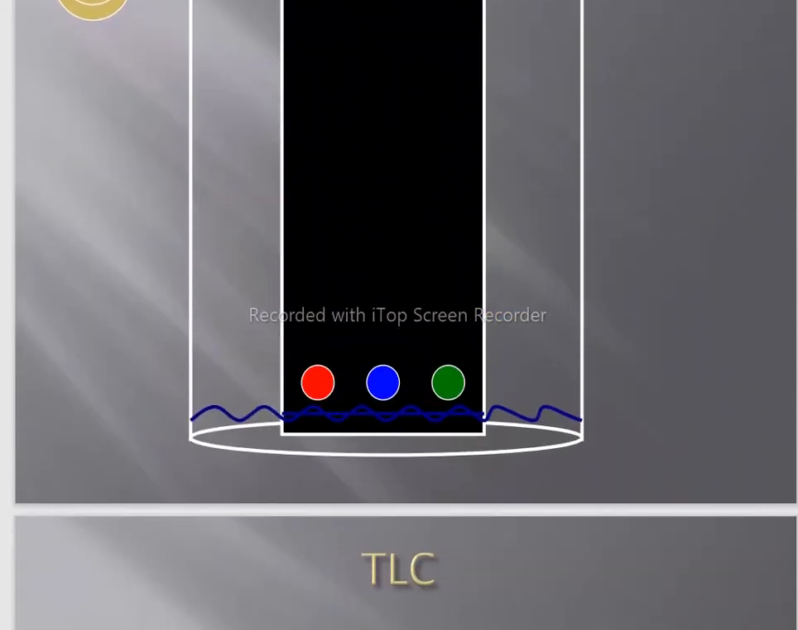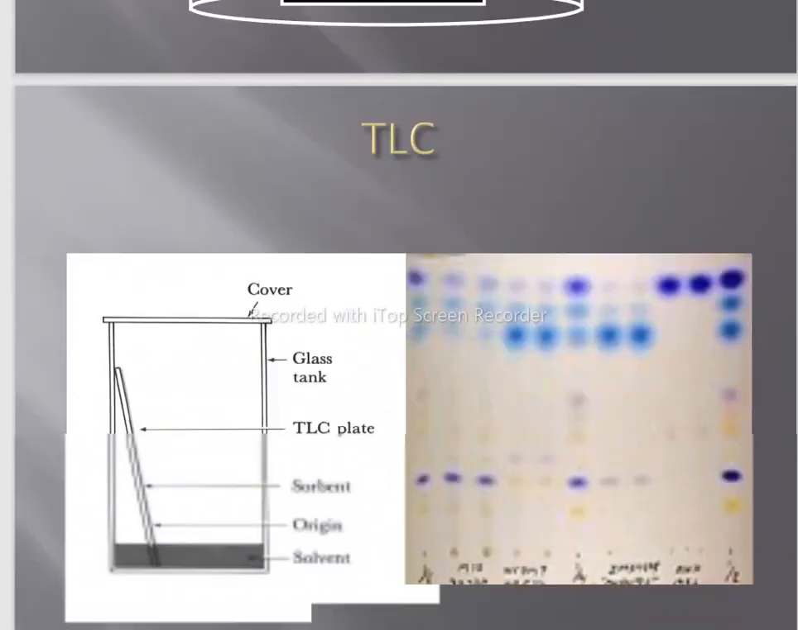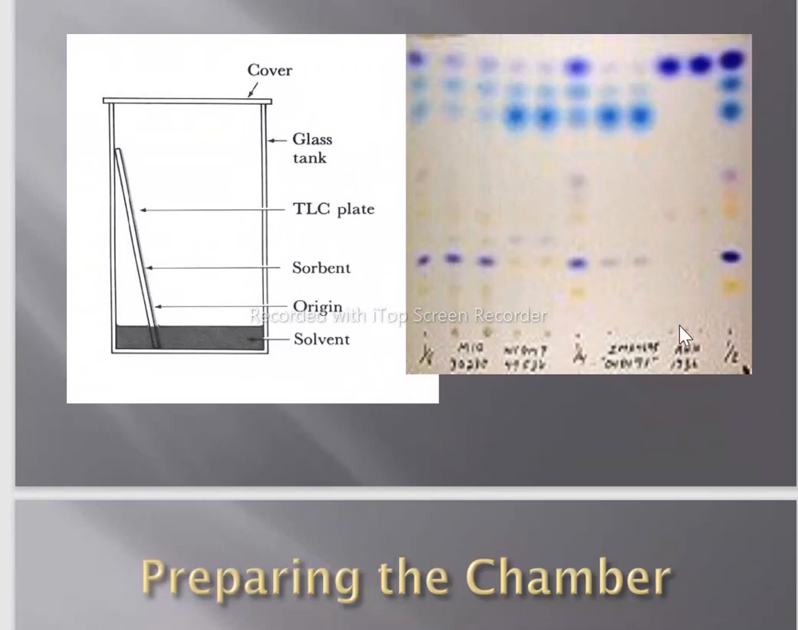Suppose this is the glass jar and you have put the mobile phase in it, and this is your TLC plate where you mark three spots. One is red, second is blue and third is green, and you put the TLC plate in the mobile phase, and after some time you see it travels like this. You can see it is a TLC plate where I spotted several spots, and after running, they travel with the mobile phase.